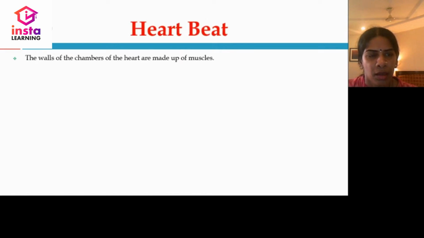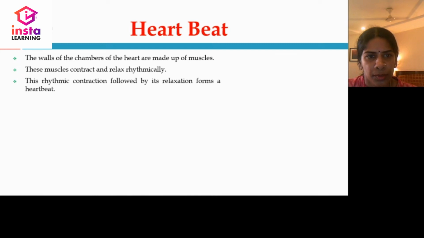Heartbeat. The walls of the chambers of the heart are made up of muscles. These muscles contract and relax rhythmically. This rhythmic contraction, followed by its relaxation, forms a heartbeat. The doctor feels your heartbeat with the help of an instrument called a stethoscope.